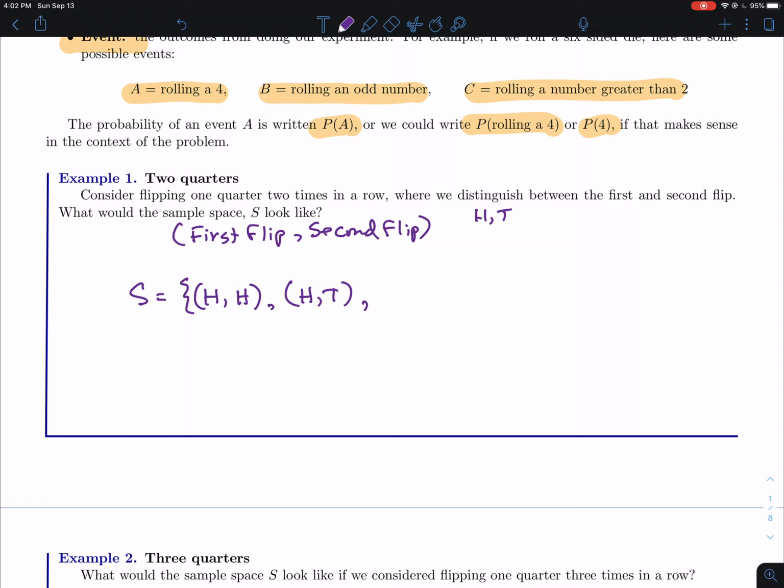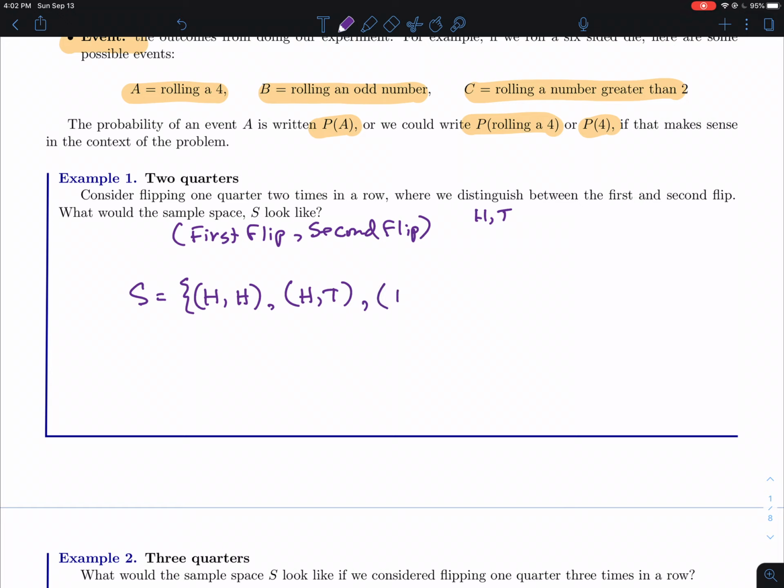So that kind of exhausts the heads possibility first. So that's kind of the way I like to do these. I like to fix one of the coordinates, go through all the possibilities, and then fix that first coordinate again with the other possibility, and then go through all the different possibilities.